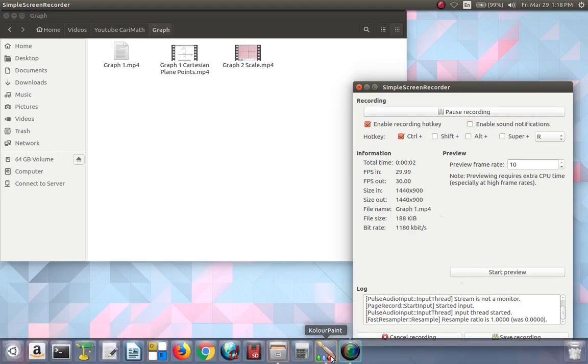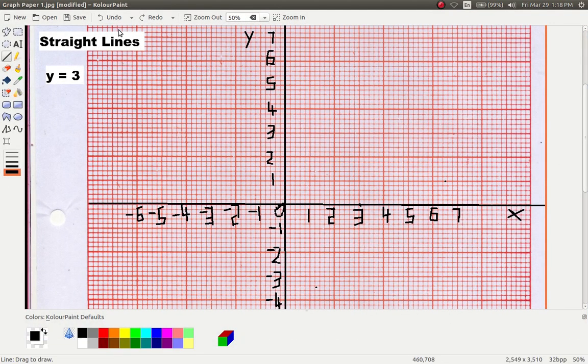Let's look at some straight lines, and I want to plot the line y equals 3. But before we do that, I want you to tell me what scale I used in drawing up this graph paper. Okay, well, if you said 1 centimeter equals 1 unit, then you would be right.